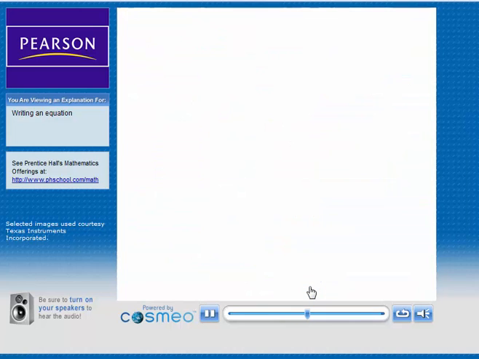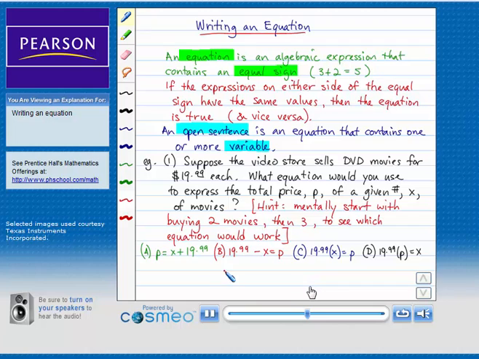That's right. All right, well, if you bought 1 movie, of course it's $19.99. If you bought 2 movies, you would have 2 times $19.99. If you bought 3 movies, 3 times $19.99. So you should have selected C as the proper choice. It's the number of movies that you bought multiplied by $19.99 that gives you the total price.